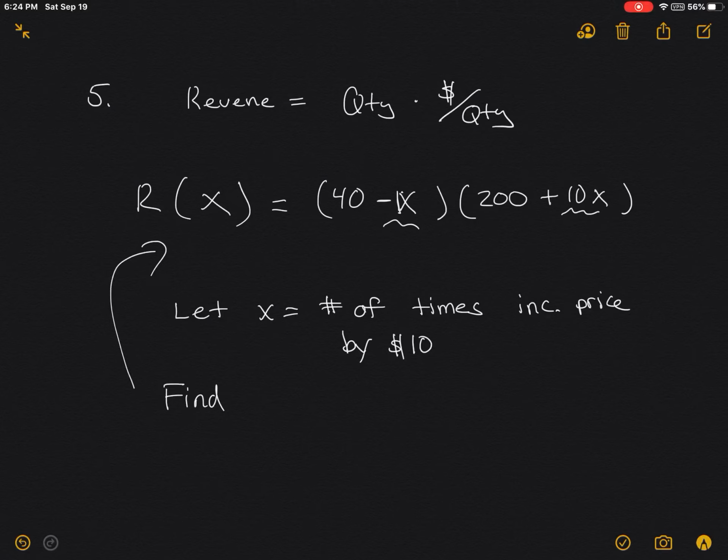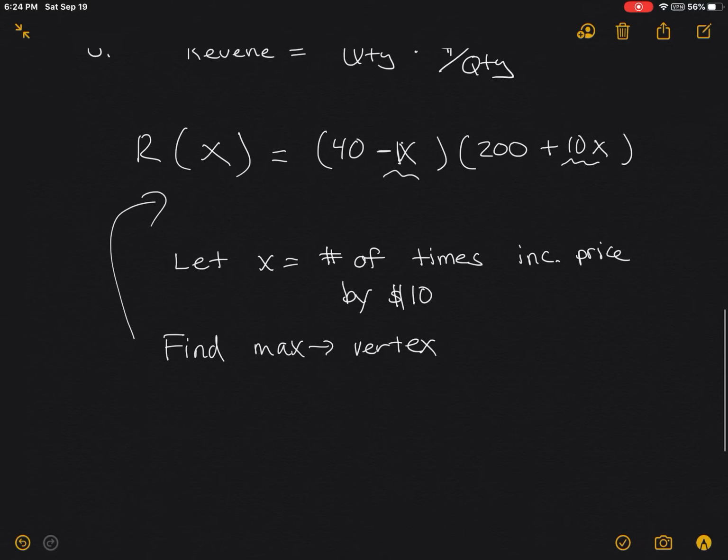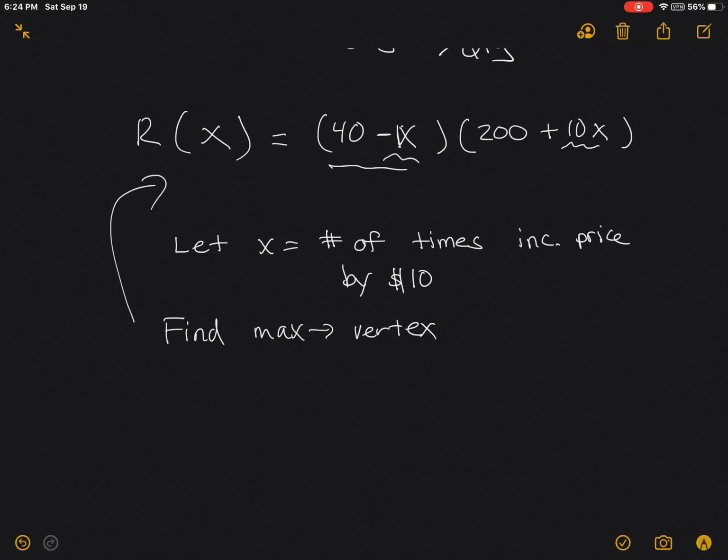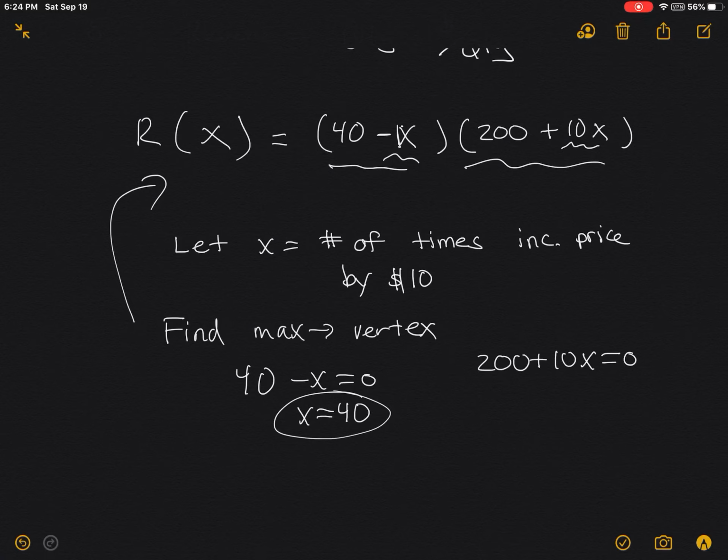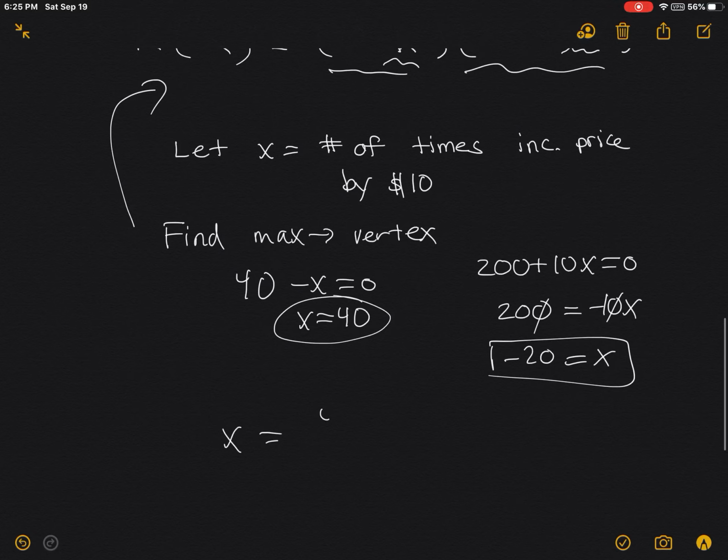You just need to find the max, which is basically the vertex. So we want to maximize revenue for this particular store. Again, this is an intercept form, so I'm going to get the two x-intercepts. 40 minus x is equal to 0, so x is equal to 40 is one of the x-intercepts. 200 plus 10x is equal to 0, you're going to get 200 is equal to negative 10x, and x is just going to equal negative 20. If these are my two x-intercepts, to find the vertex, it's p plus q over 2. 40 plus negative 20 over 2. 20 over 2, of course, is 10.